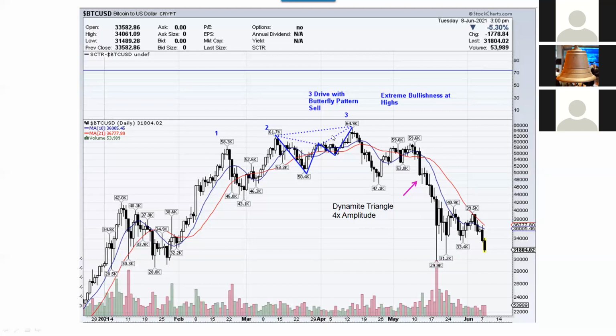That's usually a signal. And then a decline started, and you have the buy the dip mentality, and then it just totally declines. Here is a dynamite triangle right here that we've talked about, and the amplitude was 4 times the amplitude of this. If we take this, about 1, about 2, about 3, about 4, even almost 5. So you can see how this is on a daily chart.